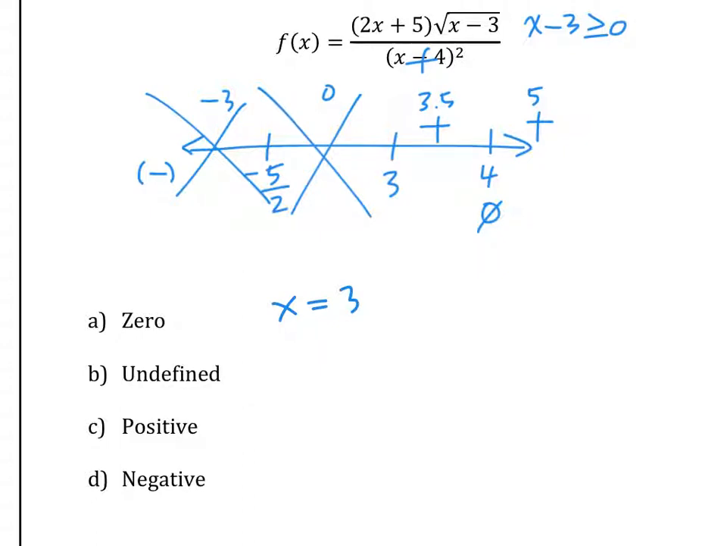What makes it undefined? 4, good. 4, what else? Negative 5 over 2. Negative infinity, yeah, definitely. Negative infinity, but what else? It's an interval. 2, 3, yes. Anything less than 3 is not going to work. Okay, we gotta think.